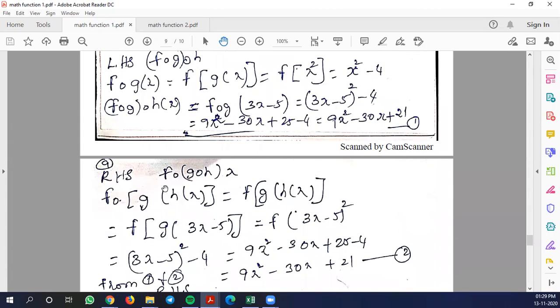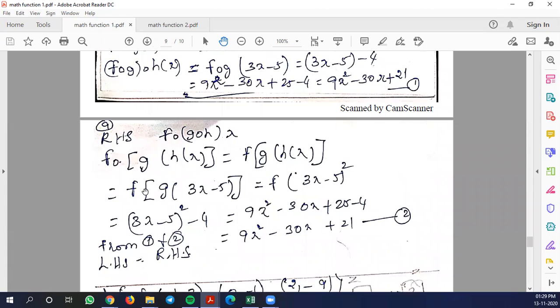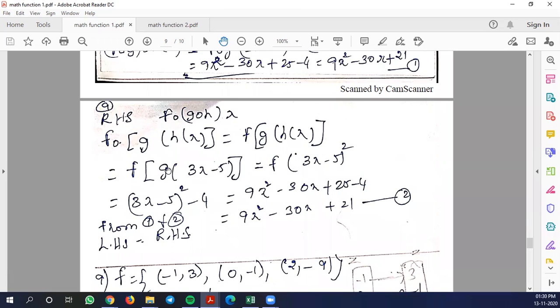LHS over. Now RHS, that is f of g of h of x. So f of g of, what is h of x? h of x is 3x minus 5, equal to f of, then g of 3x minus 5. g of x is what? That is g of x is x square. So 3x minus 5 the whole square.